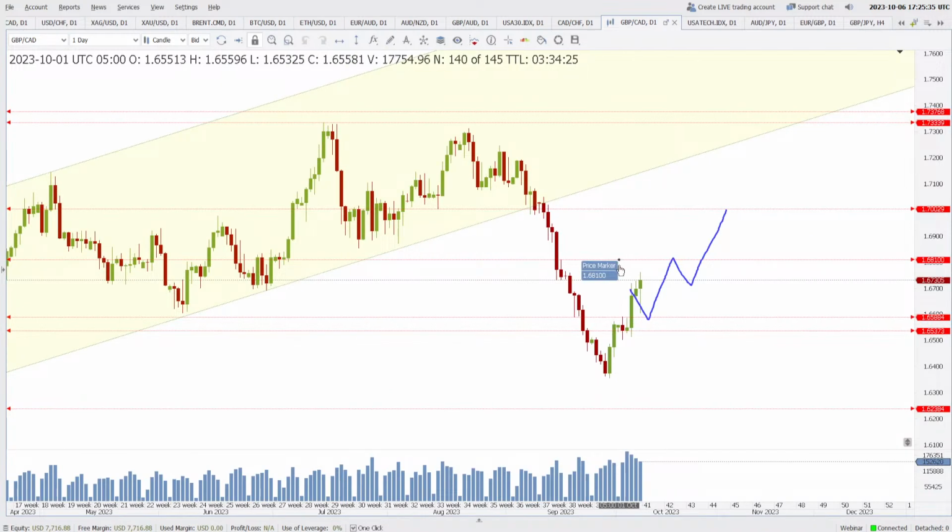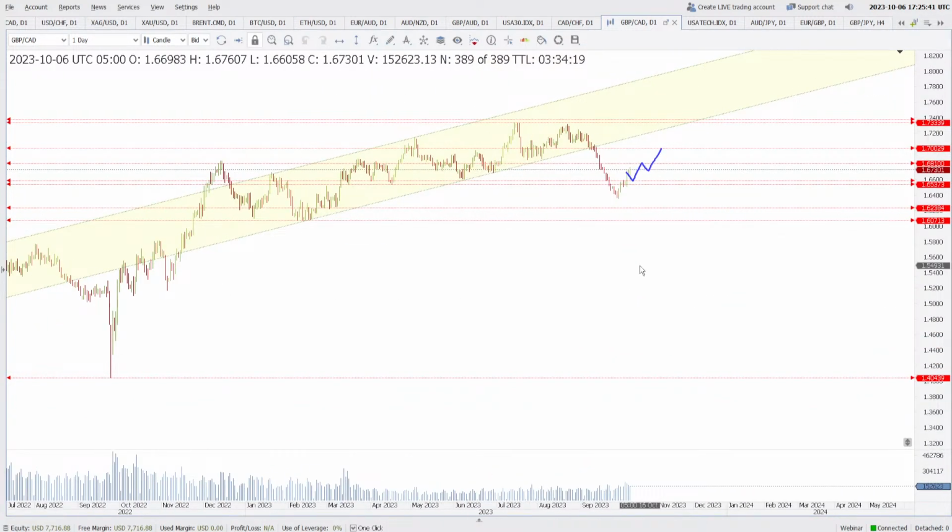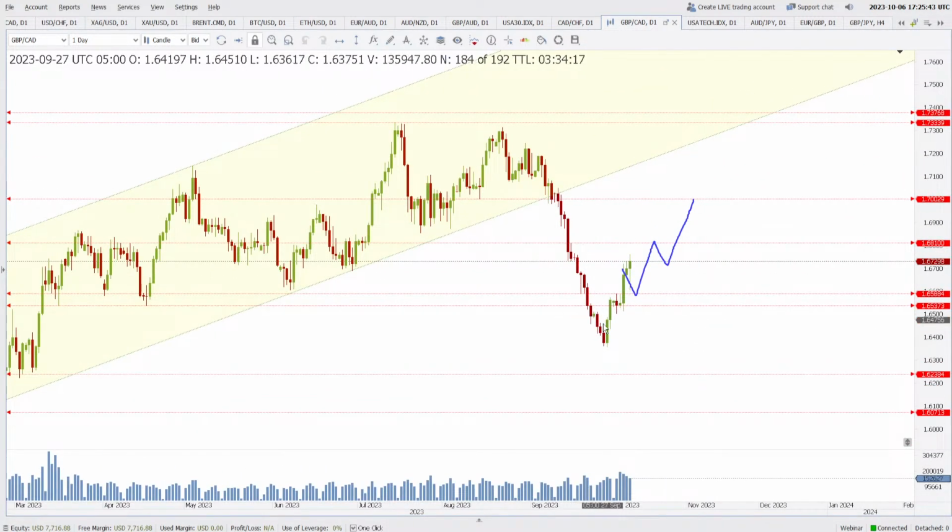The pound is very weak against the Canadian dollar. Here it looks like it's doing good. In the longer run, this channel has been broken to the downside. There was a lot of sell off. You can see 13 days of sell off here. Now the price is trying to go up, but I think this movement to the upside will be short lived. You can expect a lot of resistance around 1.7.